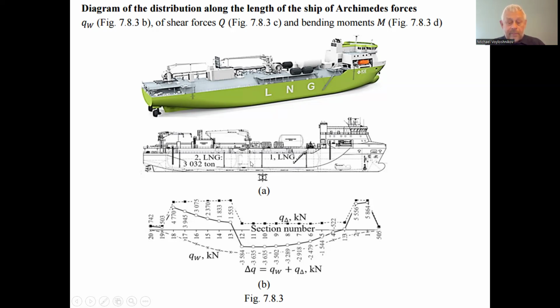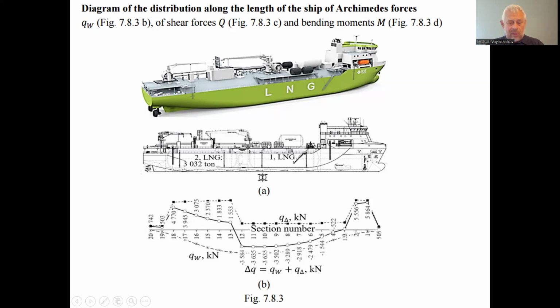Each capacity is 4,000 cubic meters, equal to a little bit more than 3,000 tons. And we consider the case where we have no cargo in the middle one. This is the middle one, the middle theoretical section. We say that this capacity is the middle, but it's moved a little bit to the bow of the ship from the middle, and another one is the aft capacity.